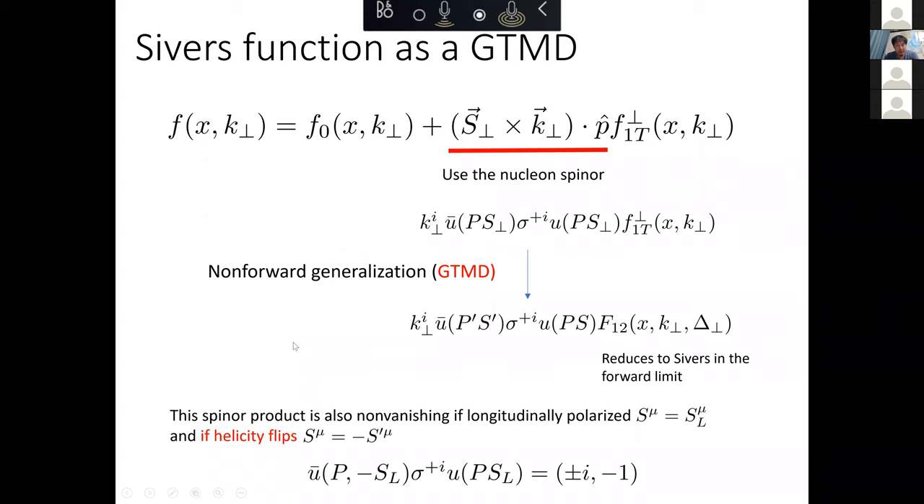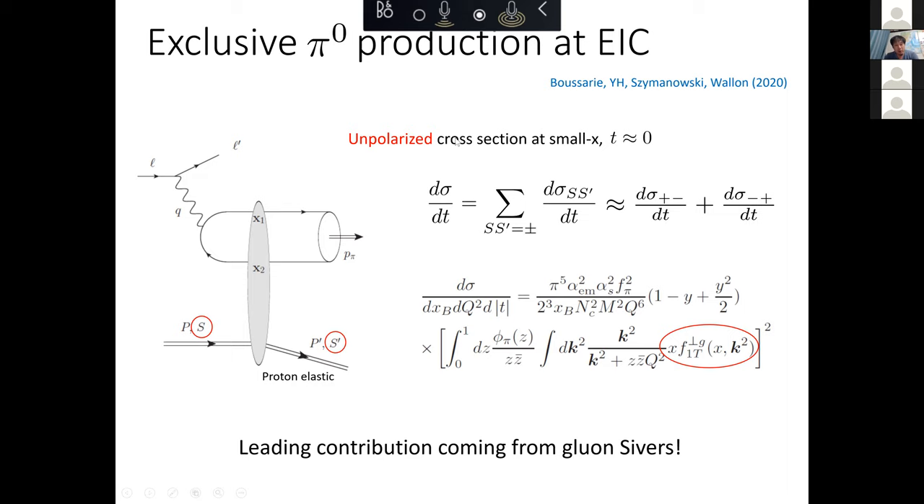And it turns out that for this particular process, the leading contribution in the forward limit is completely dominated by the Sivers function. So this is a very unusual proposal, that the unpolarized cross-section is dominated by the Sivers function. This is a novel, entirely different way of accessing the gluon Sivers function at the EIC.